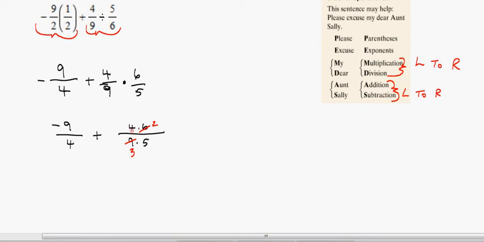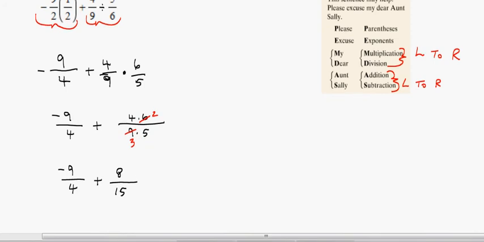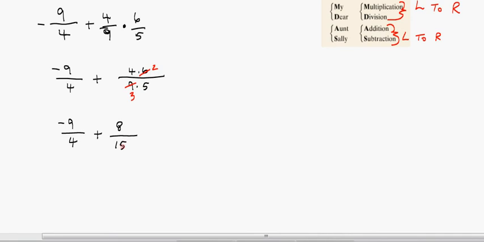So now when I multiply this out, let's bring this guy on down. Negative 9/4 plus. Here we've got 4 times 2, which is 8 in the numerator, and 3 times 5, which is 15 in the denominator. Now I've got to do this addition. To add two fractions, I have to get a common denominator. I want the least common denominator. In this case, the least common denominator is just the product of these two. So 4 times 15 gives me an LCD of 60.